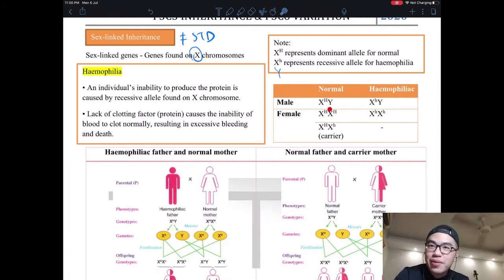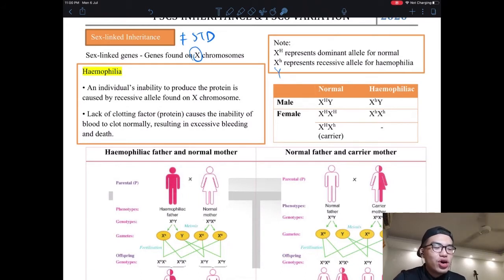So for a male, you have only two possibilities here, which is X big H Y or X small h Y. In the first case, X big H Y, you are normal because you're dominant. You don't have the hemophilia gene. Or if you're X small h Y, you are hemophiliac, which means you have this blood clotting problem. So very straightforward.